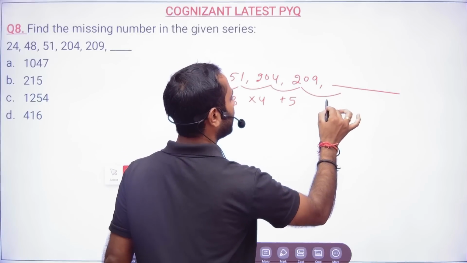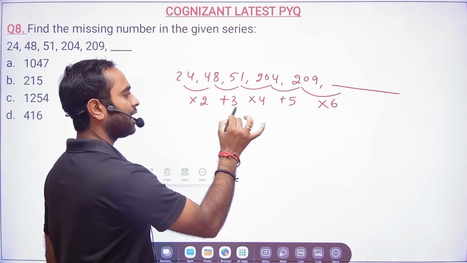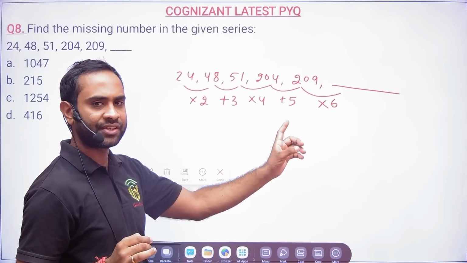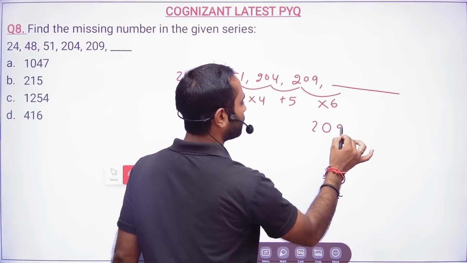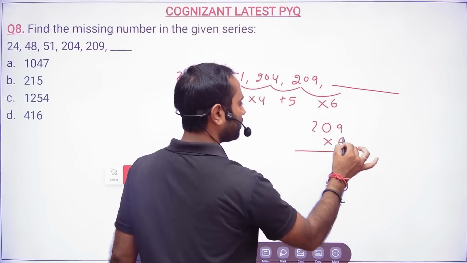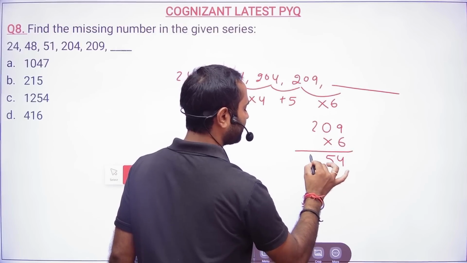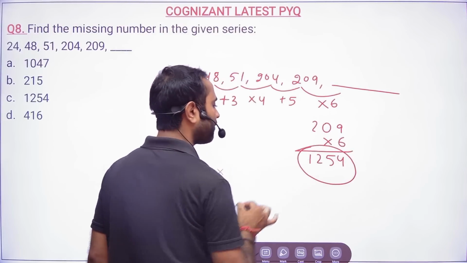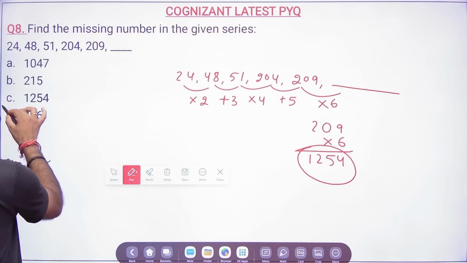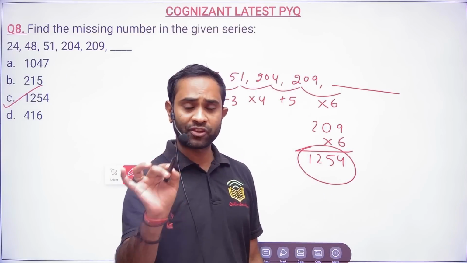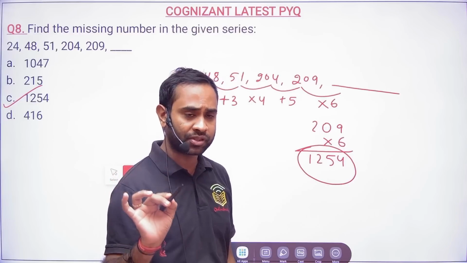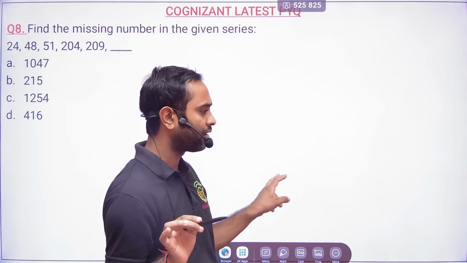Then it will be times 6, right? So 2, 3, 4, 5, 6. The only change is the symbol. Now here, 209 times 6 is very simple. So 6 nines are 54 and 6 times 2 is 12. 1254 will be the correct answer. If you have the options, Option C becomes the correct answer for this particular problem. And I am assuming that you are solving this problem by yourself first and then watching the solution.